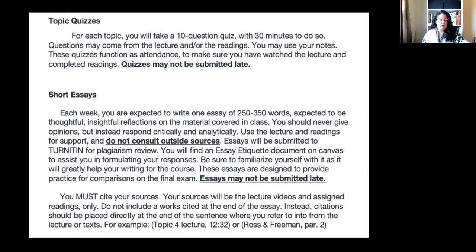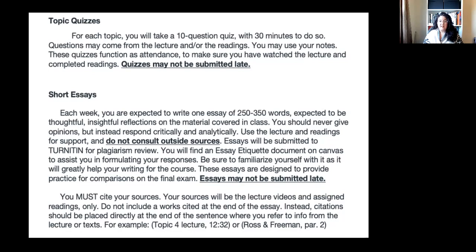You also will have short essays. Now, you won't have short essays every day, but you will have about one a week. They're expected to be 250 to 350 words. You can always write over if you feel like you need more space to get all of your information out, but you should never, ever be under 250. That is a very hard word count limit.